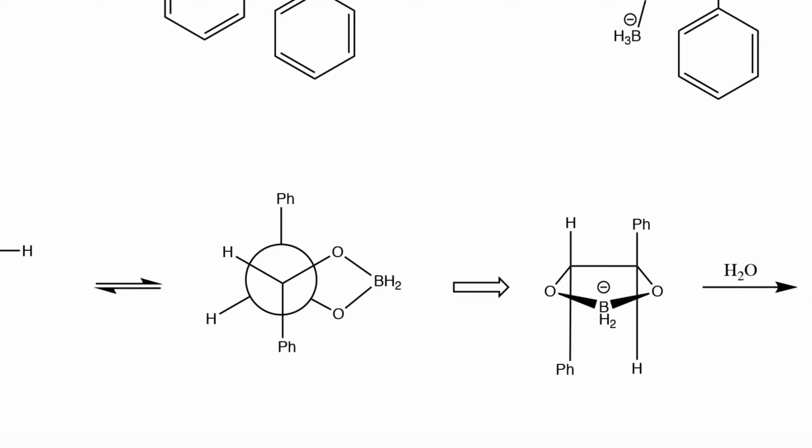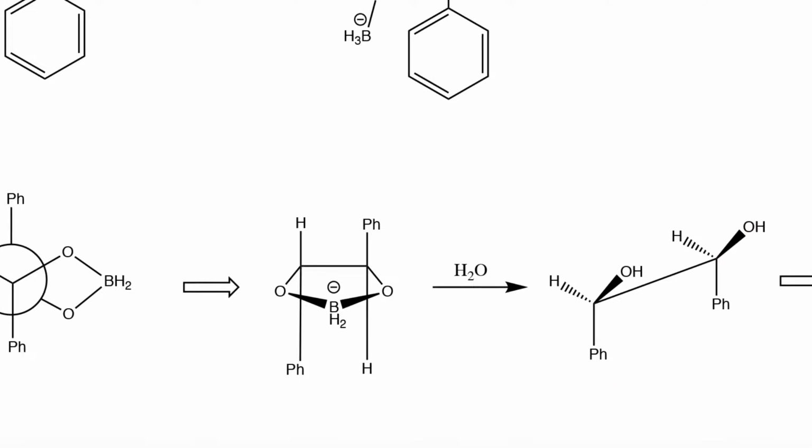So what I've gone ahead and done here is converted the Newman projection into a Haworth projection. Now the last step to complete this reduction is to react this molecule with water. This will get rid of the BH2 group and fully convert the carbonyls into hydroxyl groups. Now as you can see here, the OHs are in the cis position, and the stereoisomer that's formed here is the meso stereoisomer.